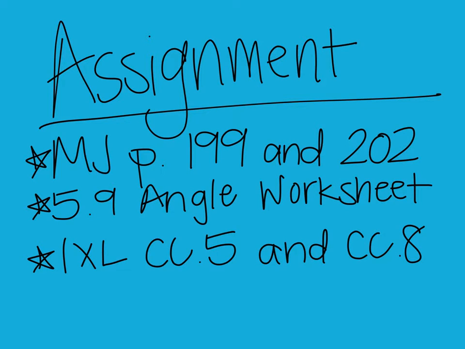Your assignment today will be finishing Math Journal page 199, which we started together in this video, and you'll be doing your math box, page 202, excuse me, not 102. Then finally, you have one separate sheet out of your math journal. It's a 5.9 angle measures worksheet, and you have pairs of angles, finding the missing angle. And on iExcel, you can go ahead and try out CC5 and CC8.